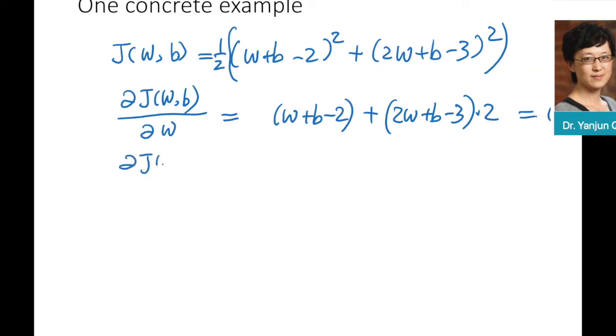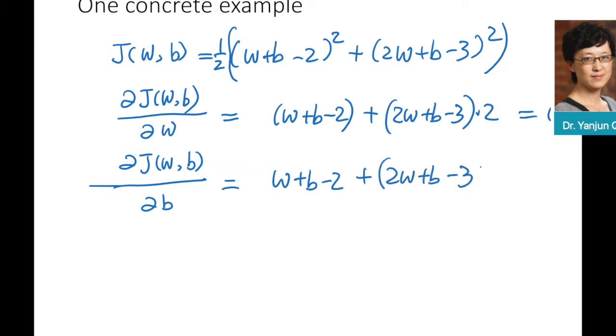And then I do the same thing for B. This equals, again, (W plus B minus 2) plus (2W plus B minus 3). This is correct, right? I think so. Okay, now you have what to solve. You have just 2 linear equations to solve.